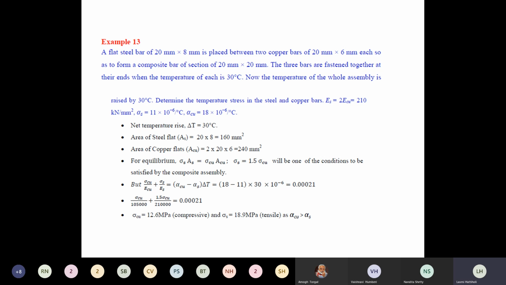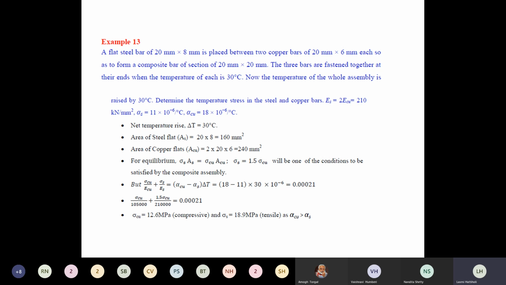Net temperature delta T, that is T2 minus T1, 30 degrees Celsius. Area for steel, the cross sectional area, 20 into 8, that is 160 mm square. Similarly for copper, observe carefully once again, you have two copper plates, 2 into 20 into 6, that is 240 mm square. Now we have taken for equilibrium, right?